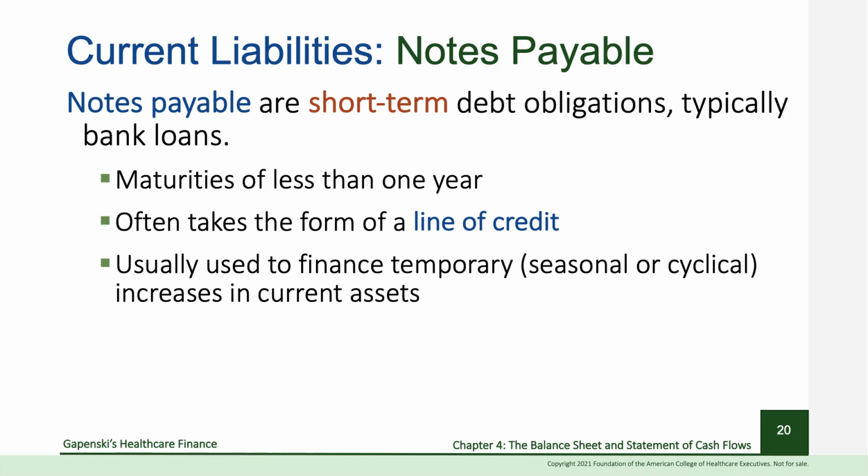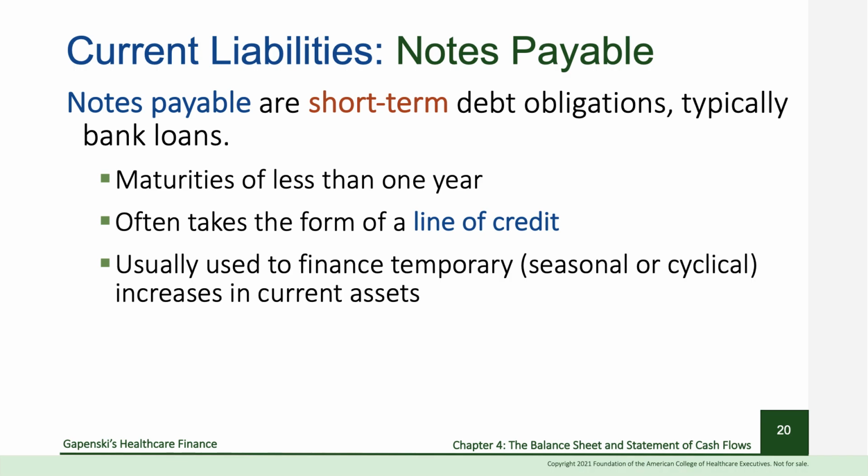So notes payable are short-term debt obligations, and they are typically bank loans. These are maturities of less than 1 year. They often take the form of a line of credit. They are usually used to finance temporary increases in current assets.